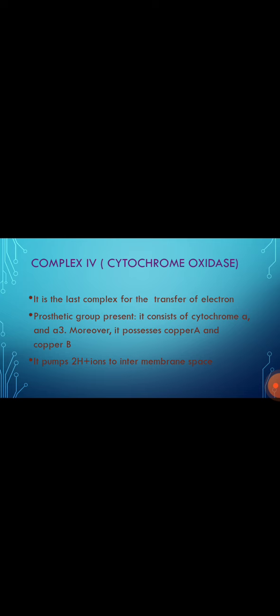Complex 4. It is the last complex for the transfer of electrons. Prosthetic groups present. It consists of cytochrome A and A3. Moreover, it possesses copper A and copper B. It pumps 2 H+ ions to the intermembrane space.